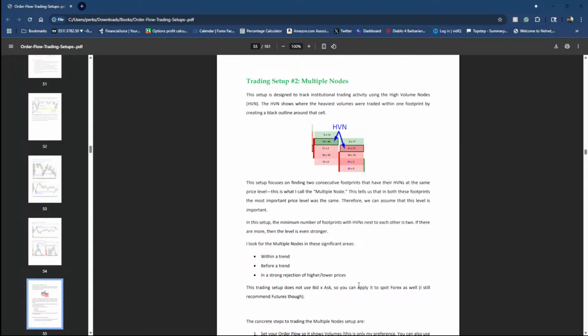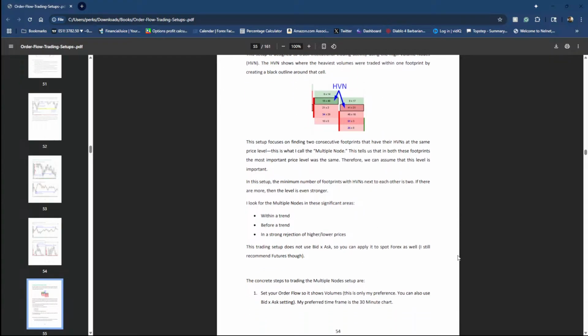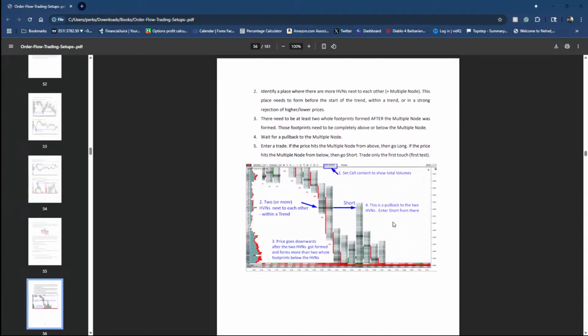Again, I would just recommend getting the book, but if you need to, pause and read. We're looking for those 2 high volume nodes side by side. And when that occurs, we want 30-minute candles opening and closing below that level. The next time price comes to there, we would slap short or slap puts.